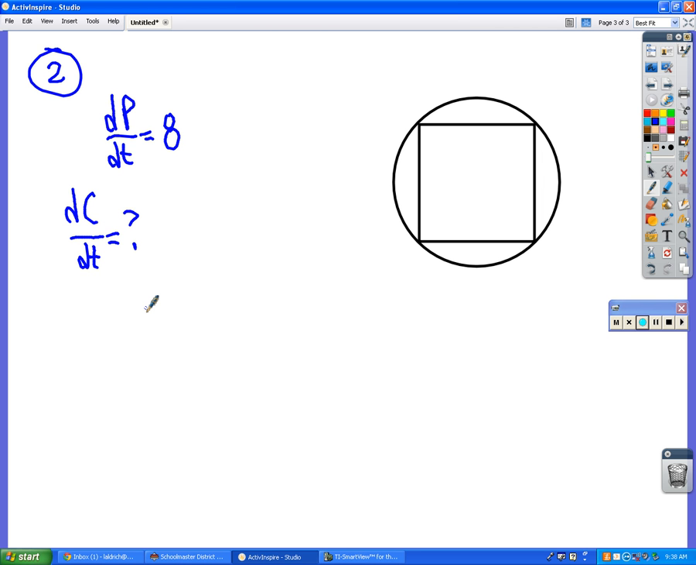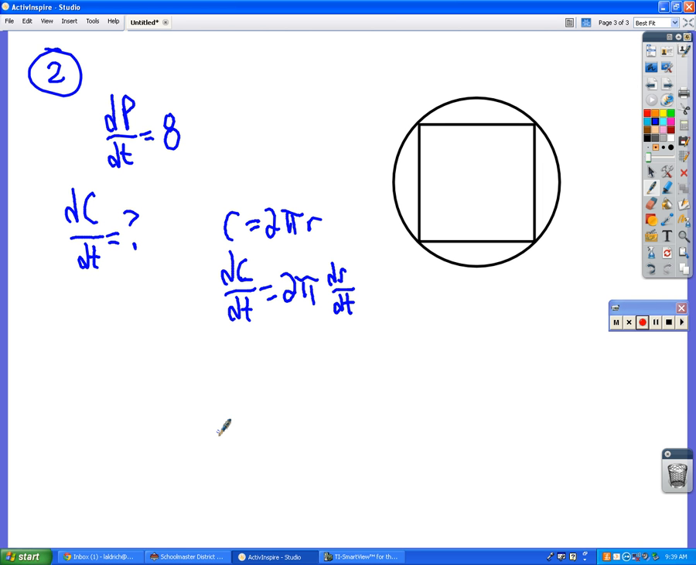So give me something I know about the circle and its circumference. C equals 2 pi r. So if we take the derivative of this, dC/dt would equal, be careful, 2 pi. But since this is not dC/dr, this is dC/dt, it's like that implicit differentiation thing, so it's going to be 2 pi dr/dt. Okay?